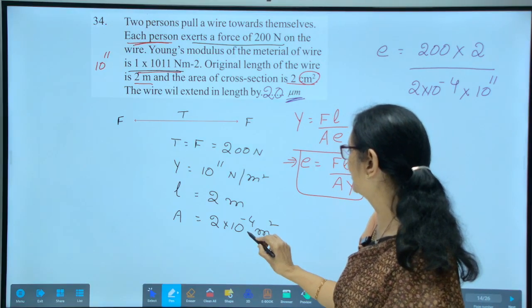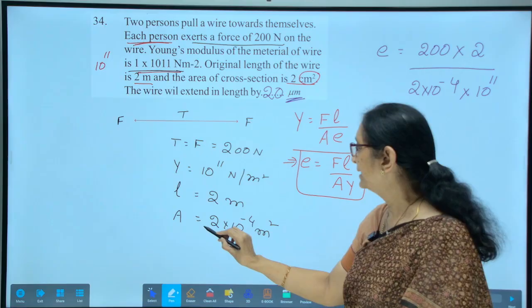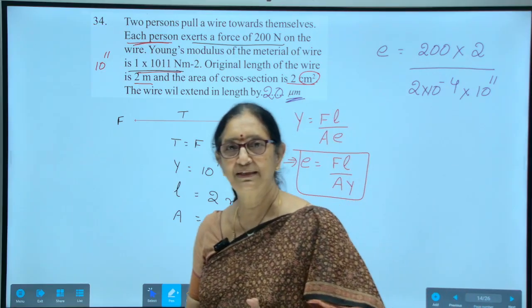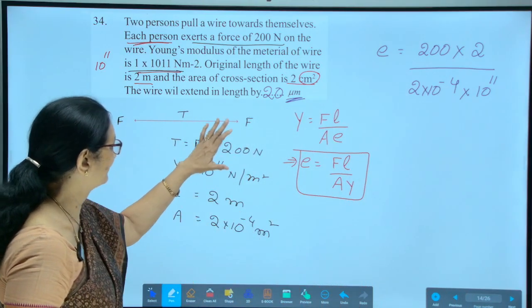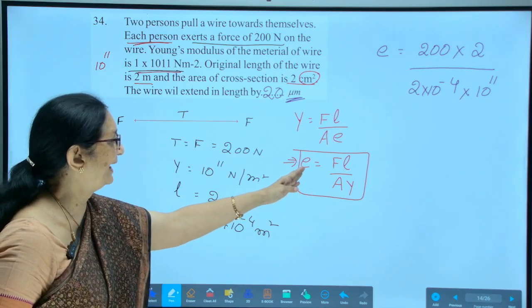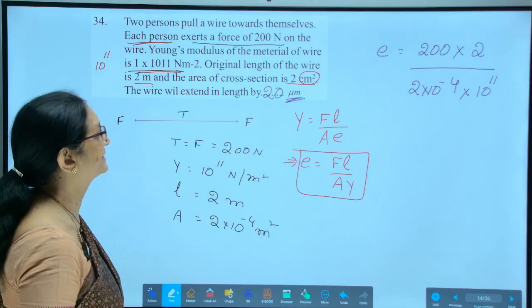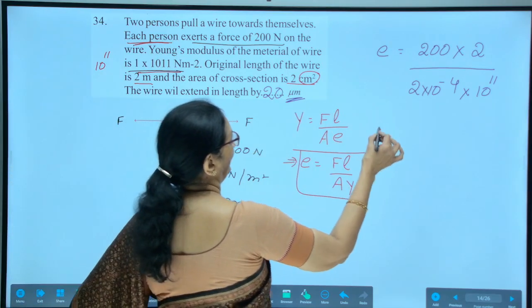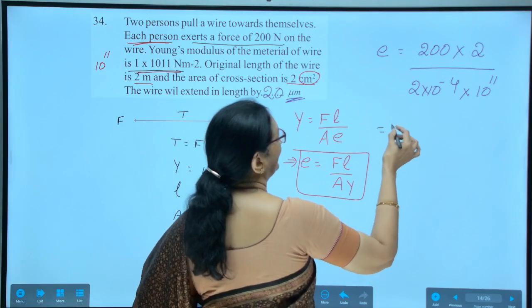Centimeter square has to be converted into meter square. So A is equal to 2 into 10 to the power of minus 4 meter square. So we have converted everything into the MKS system. You are supposed to find the extension here. Extension is just FL by AY. Now look here. Let us do the calculation part a bit carefully.